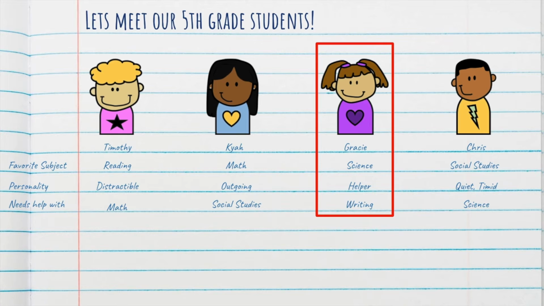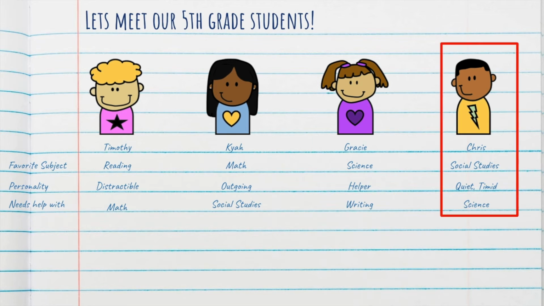Gracie's favorite subject is science. She is helpful and nurturing, and has a way of assisting others without making them feel embarrassed for not knowing something. She has trouble writing long paragraphs. Chris's favorite subject is social studies. He is more quiet and timid than his peers and usually prefers to work alone. And he has trouble with science.